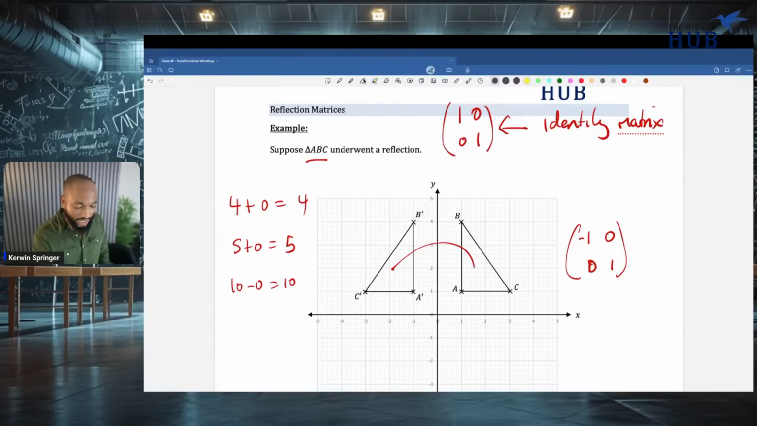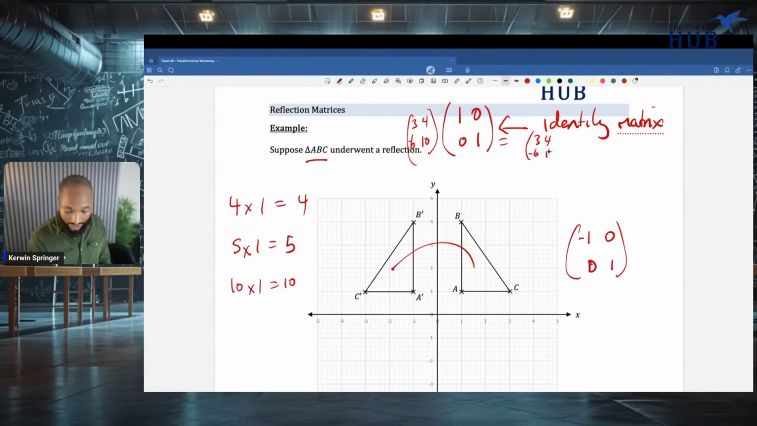The multiplicative identity is 1. Multiply by 1, it remains the same. The matrix identity is this weird thing, 1, 0, 0, 1. That's the 2 by 2 matrix identity. So if I have any vector or any other matrix, let's say 3, 4, negative 6, 10, and I multiply by the identity matrix, I get back the same matrix: 3, 4, negative 6, 10. That's the power of the identity matrix.